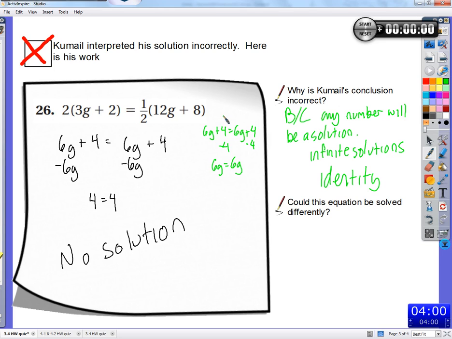That's another way. If we get 6g equals 6g right here, that tells you right there that's an identity, right? 6g equals 6g is just kind of telling you the obvious. So, yeah, we could subtract 4 at this stage, or at the first step we could have divided by 1/2, which in this case would give us 4 times 3g plus 2 equals 12g plus 8.